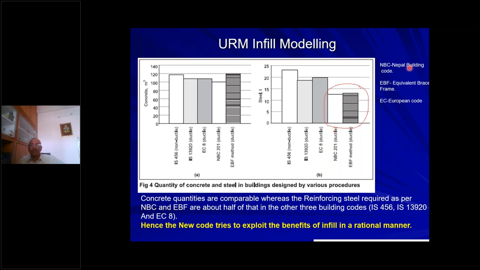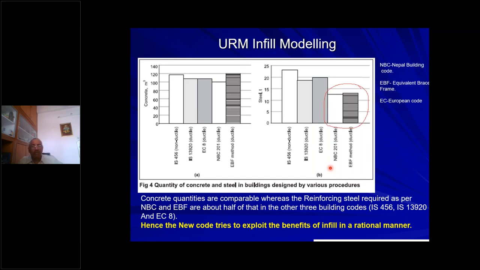They have considered Nepal building code and equivalent braced frame analysis, and European code also they have considered. So these results indicate that though there is not much change in the concrete quantity, there is a lot of change in the steel quantities. When you are using the equivalent braced frame method, that is, a strut is introduced, definitely the quantities of the steel are going to reduce, which is beneficial from the design point of view.